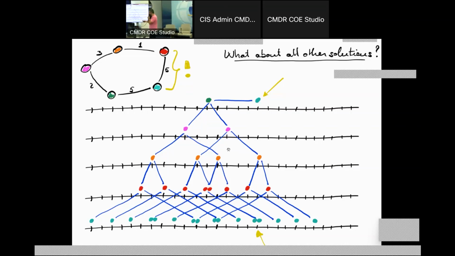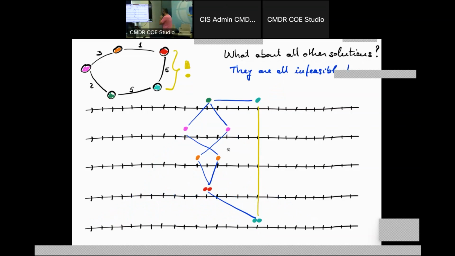Actually, we have two in this particular example. So what about all the other solutions that you saw around? They're actually infeasible, so I can cut them away. And this is the final set of solutions for my distance geometry problem in dimension 1.